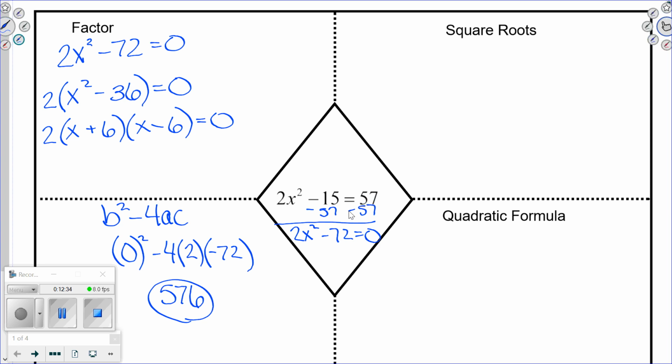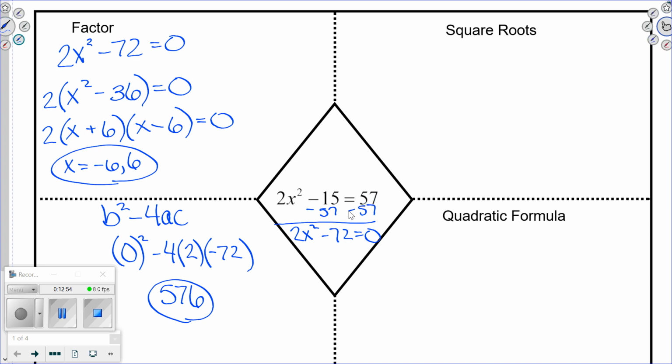So then, does baby brother give me an answer? No, there's no x there. I don't care about baby. Ignore him. Some of you still try to put him in your answer. Ignore him. So when we solve, we get x equals negative 6 and 6. I got my two answers.